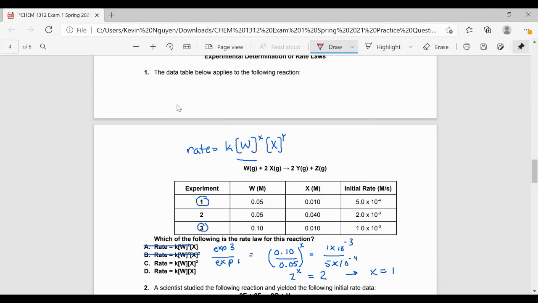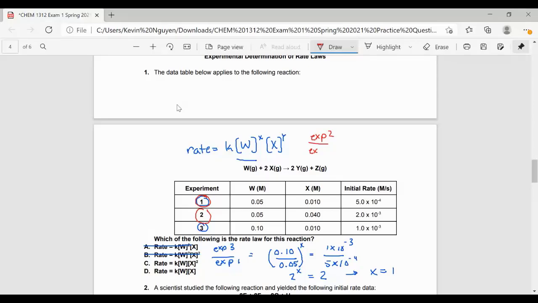All right, so looking at x, let's see one where the w values are the same. So it looks like we're going to go to experiment 1 and 2. So let's go ahead and do experiment 2 all over experiment 1.